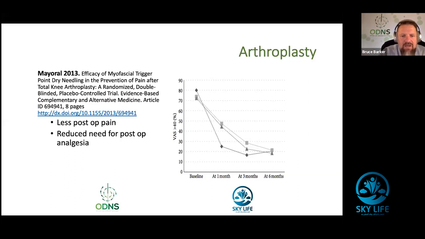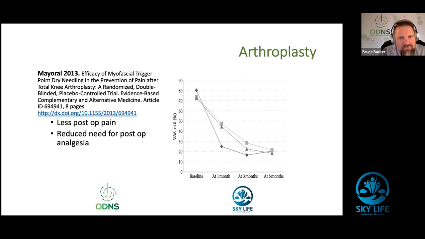unconscious at the time. On the graph here, you can see the diamond-shaped indicators are the needling group. The other two are the sham needling group and the control group. And you can see that the patients who got needled preoperatively by 1 month require as little analgesia as the other groups required 3 and 6 months later. Effectively, that's going to be a 2 month saving of analgesia. That's cheaper to do it this way. And your patient outcomes are going to be much better because they get going quicker, happier, less pain. So that's fantastic to see, right?